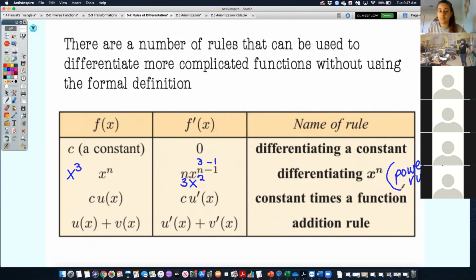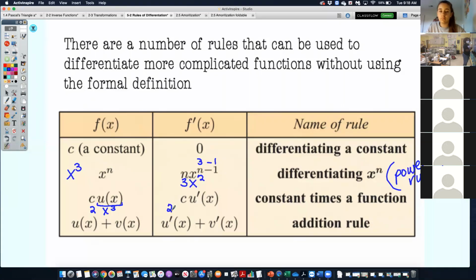Let's say your function is c times u of x. Now this c represents a constant and u of x represents some function. Let's say it is 2x to the third power. 2 represents your constant, x to the third represents your function. The derivative of something like this, where you have a constant times a function, you just multiply the constant by the derivative of the function.